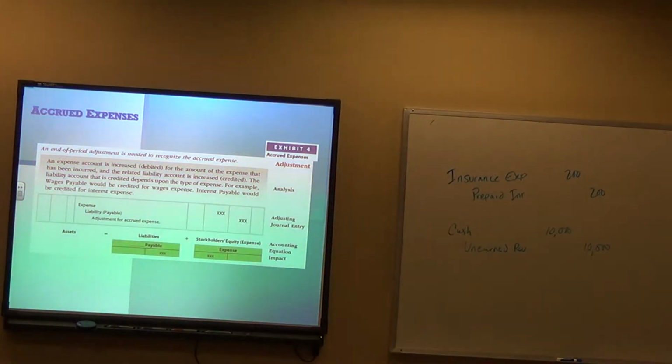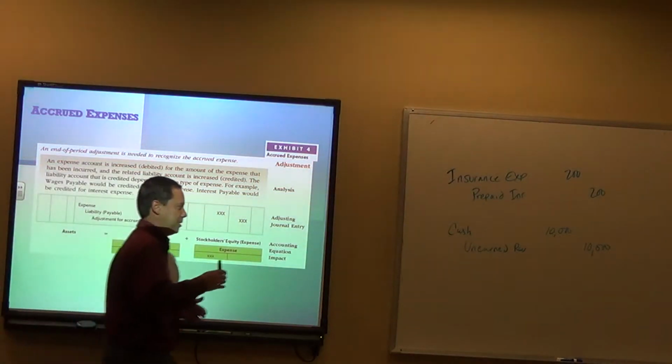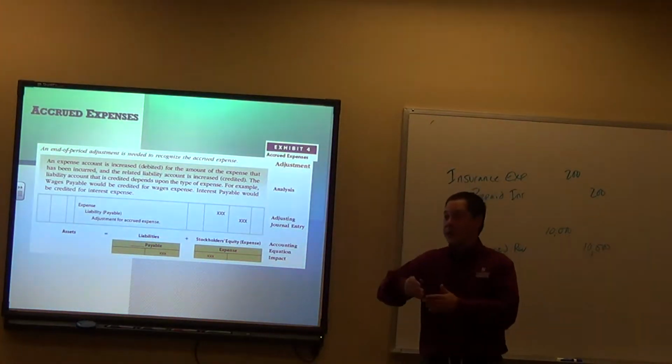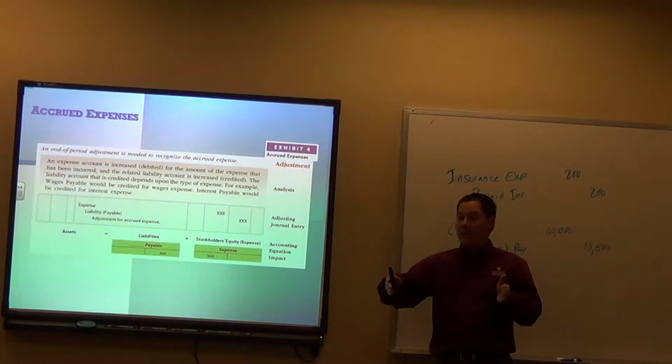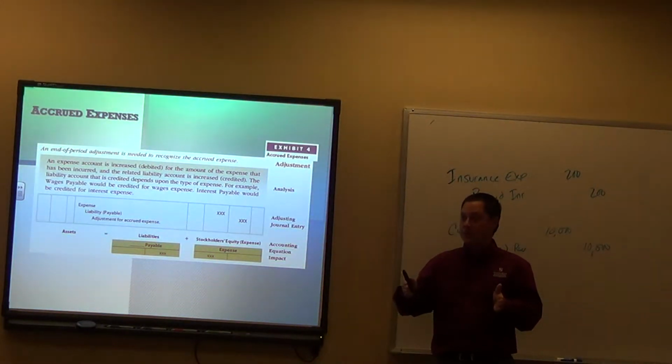So like this month, I don't remember what day it ends. Actually, it's like Sunday, so that doesn't work out. But in other months, it may end on a Wednesday. We don't pay till Friday. So we have some money we owe for that Monday, Tuesday, and Wednesday. We owe that money to those employees.